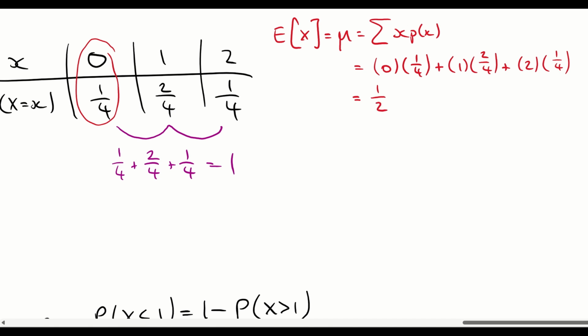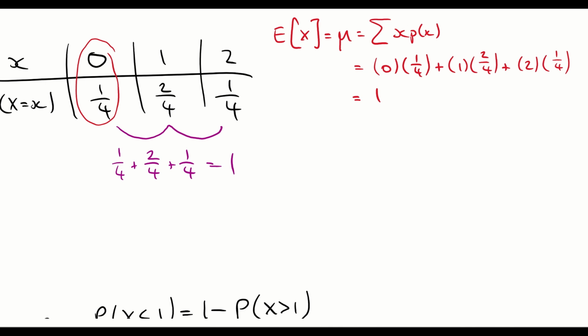So the expected number of tails that we would expect to get when we flip a coin twice would be 1 tail. And that kind of makes sense.